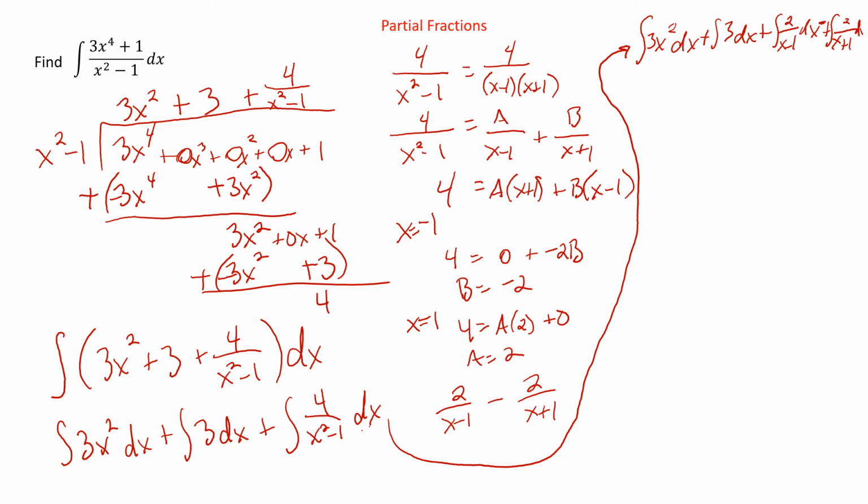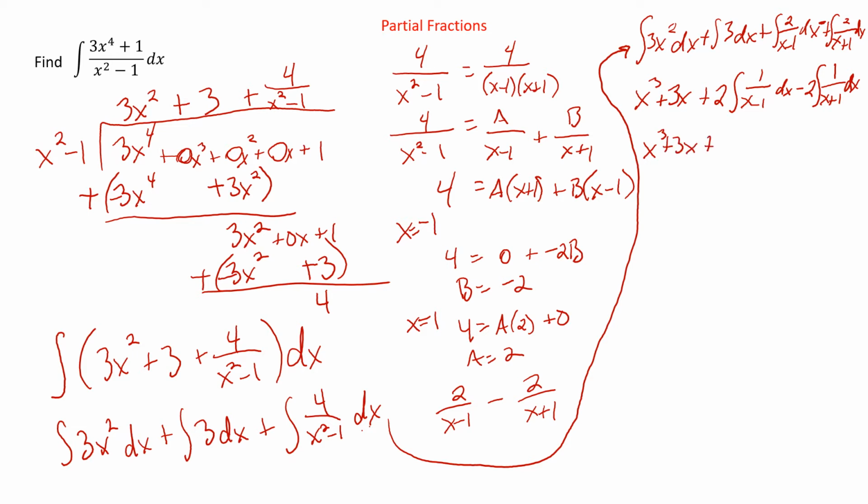So the 3x squared, well, that's x cubed plus 3x. And then the 2 could actually come out in front. So we're going to do this in two steps. So that's going to be plus 2 times the antiderivative of 1 over x minus 1 dx, minus 2 times the antiderivative of 1 over x plus 1 dx. 1 over something like that is going to give us a natural log.